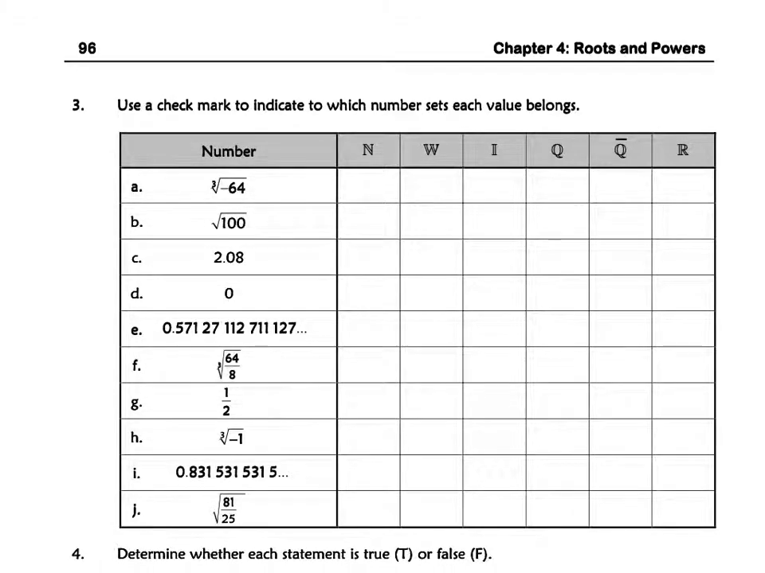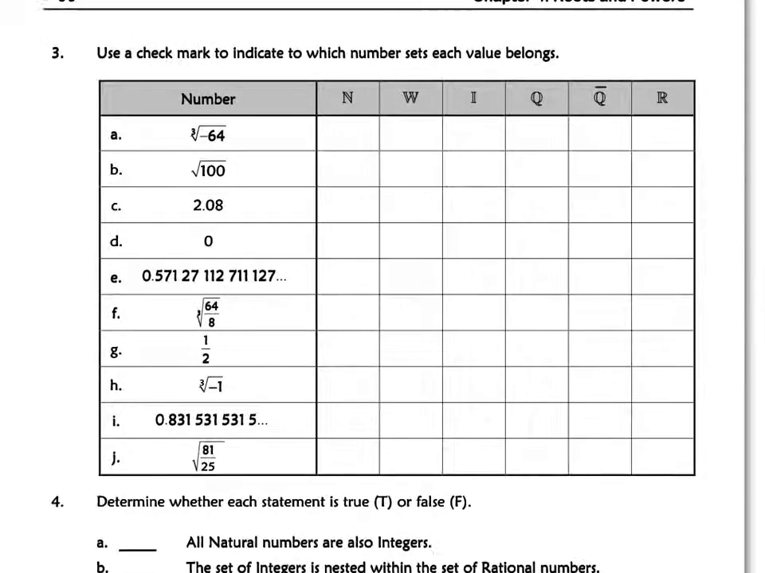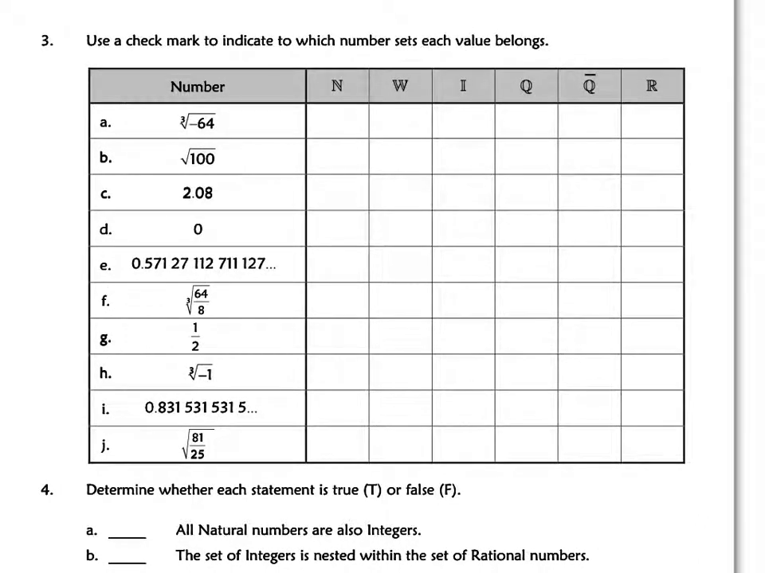Okay, in this next exercise, you're asked to indicate to which number sets each value belongs. So the first one simplifies to -4. The cube root of -64 is -4. So it's not a natural number because it's negative. Same thing, it's not a whole number, it's a negative value. But it is an integer, and it is a rational number, and it will be a real number.